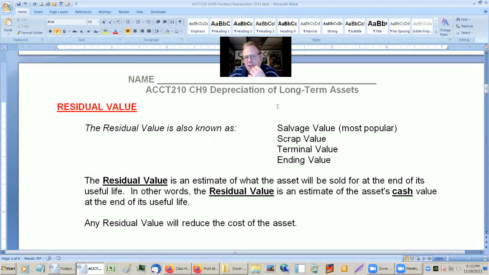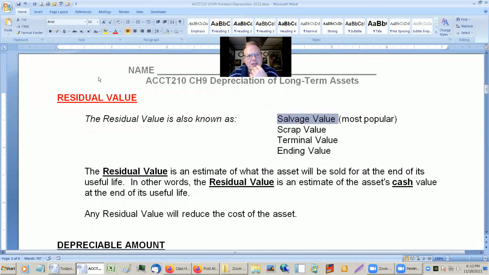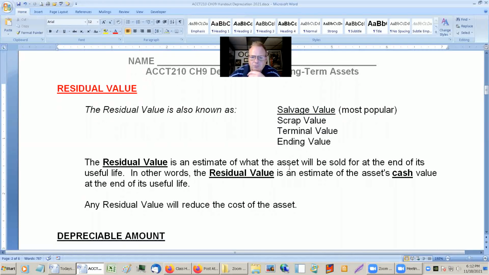Now, it can be called a number of different things. Salvage value is probably the most popular one you're going to see. But there's also scrap value, terminal value, ending value. These are all kind of the same thing. They say, okay, what's this thing going to be worth at the end of its life? I just said that down here.